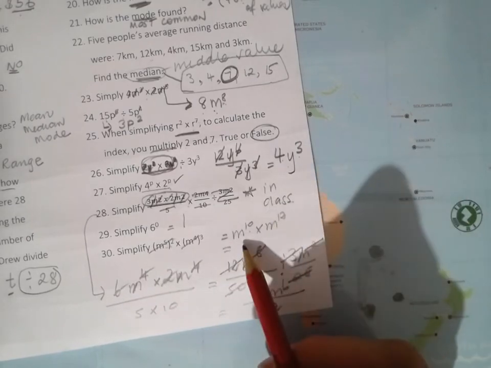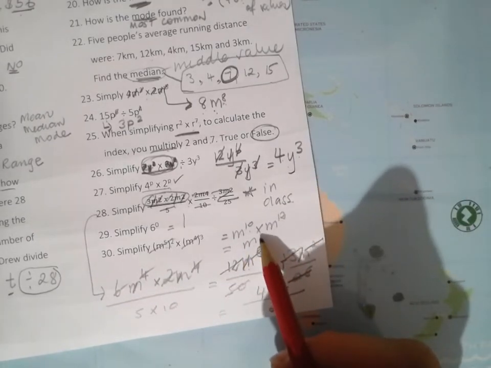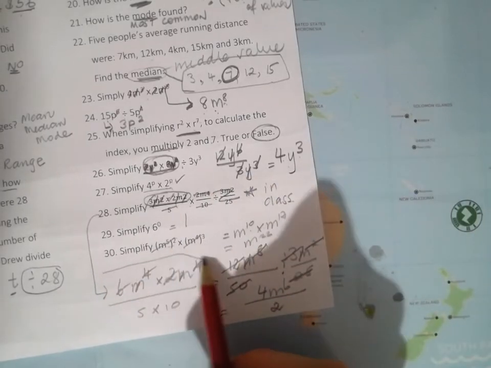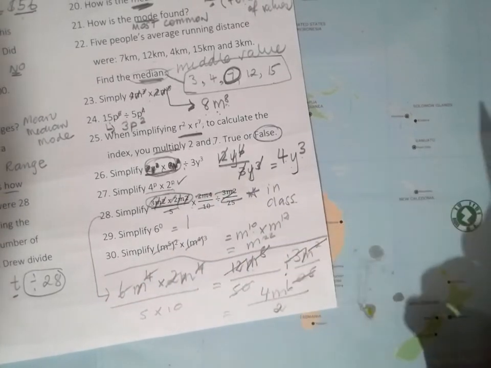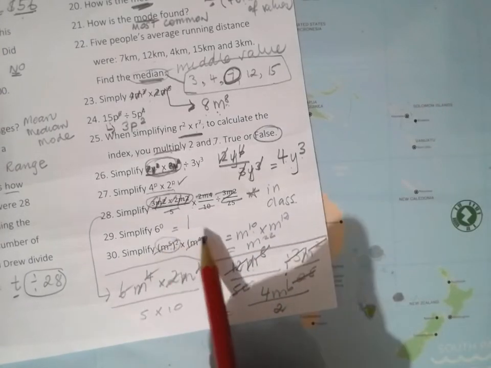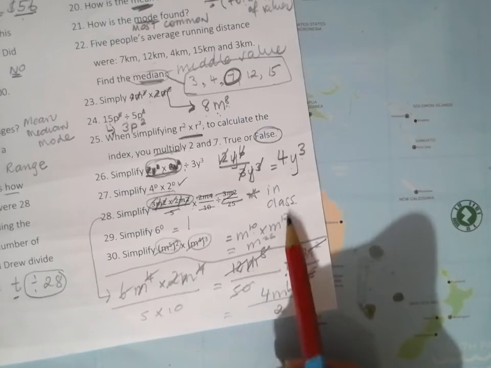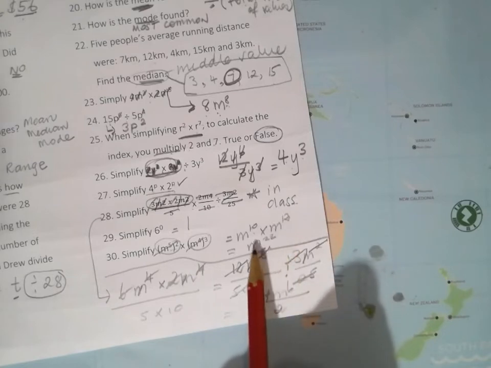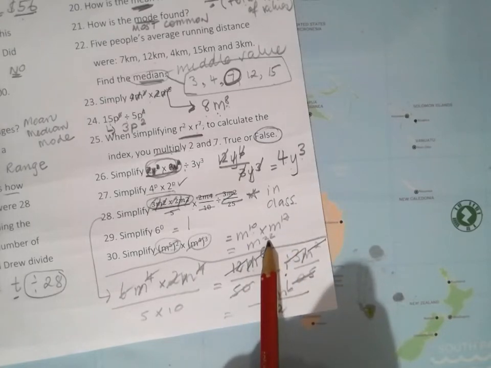Now we're going to keep the base, which is m, and add the powers. So our answer here is m to the 22. So the first step is to keep the base, multiply the powers when it's raising powers. Now it's simplified to just a multiplying powers question. So we're going to keep the base and add the powers. 10 plus 12 gives us 22.